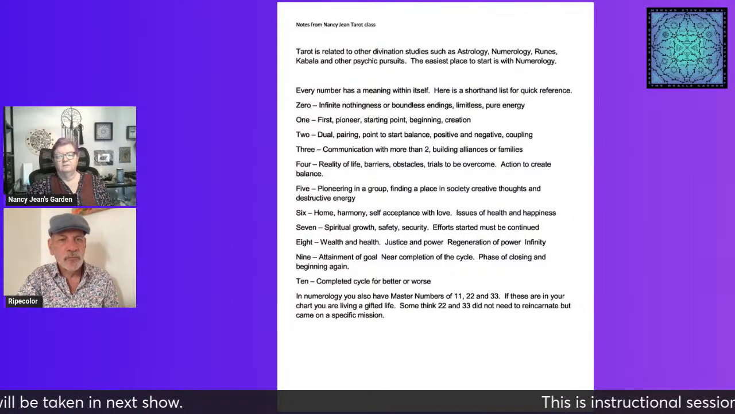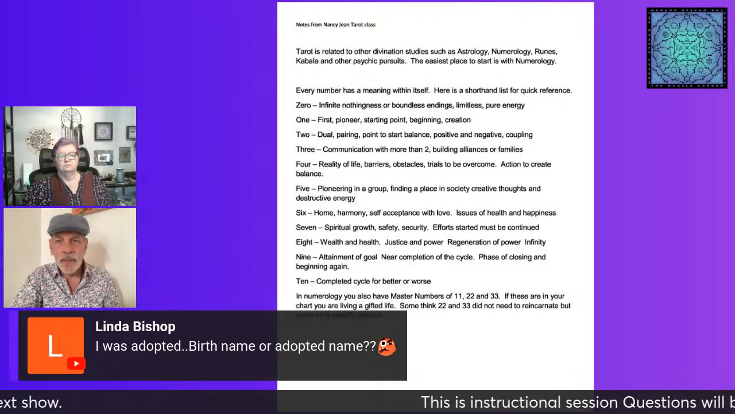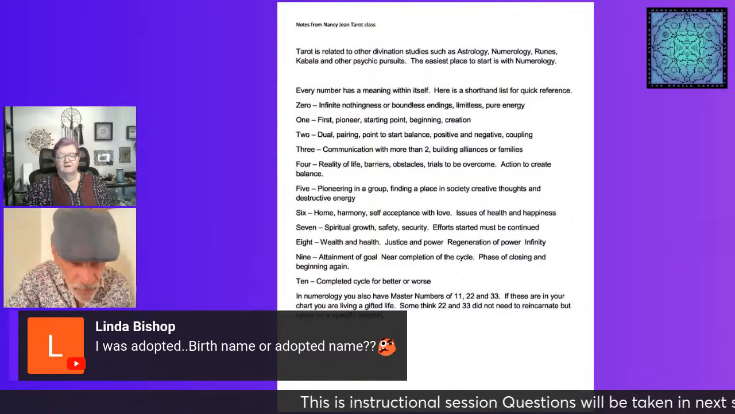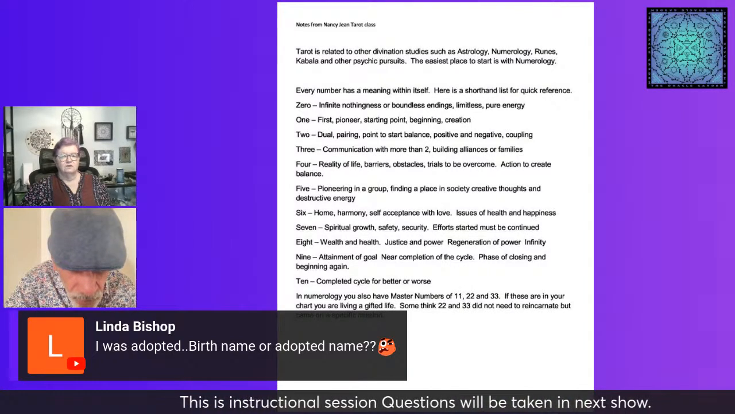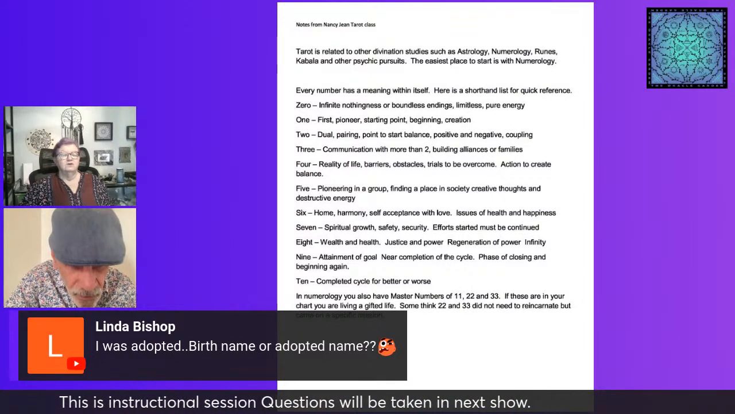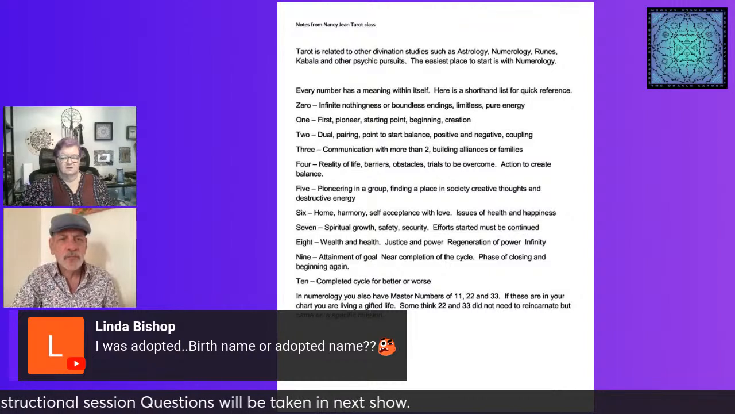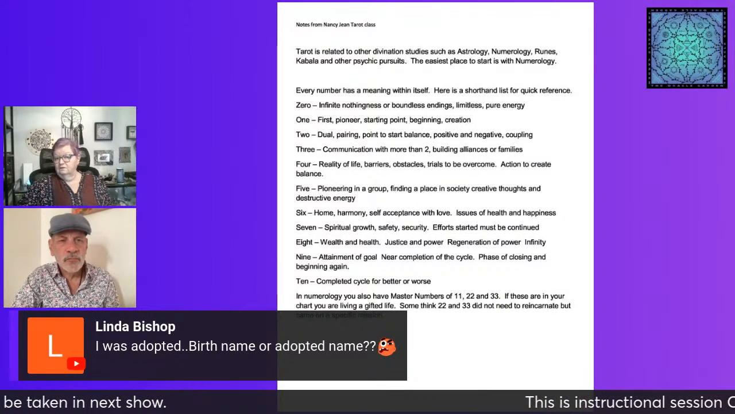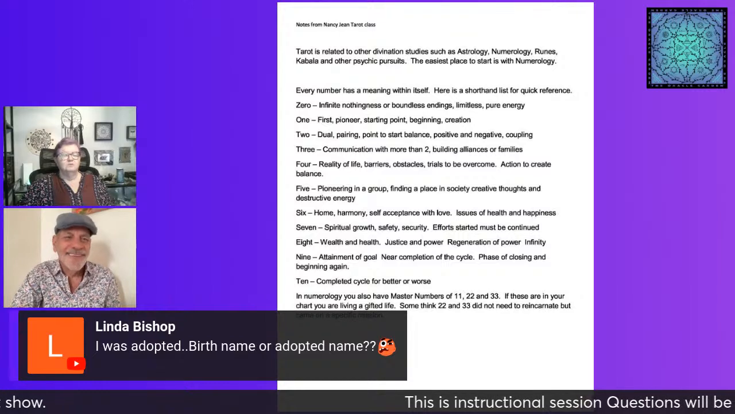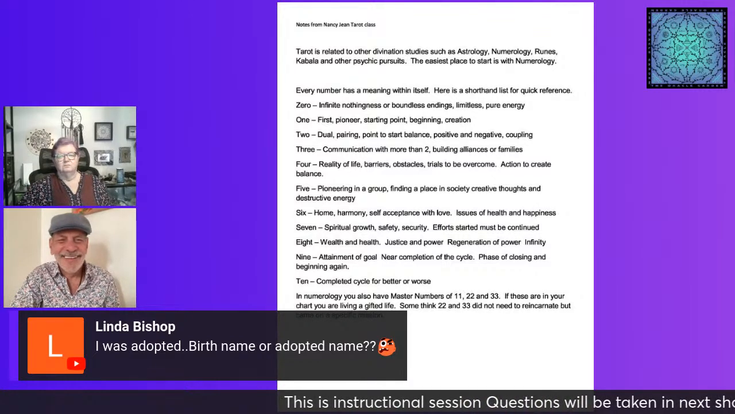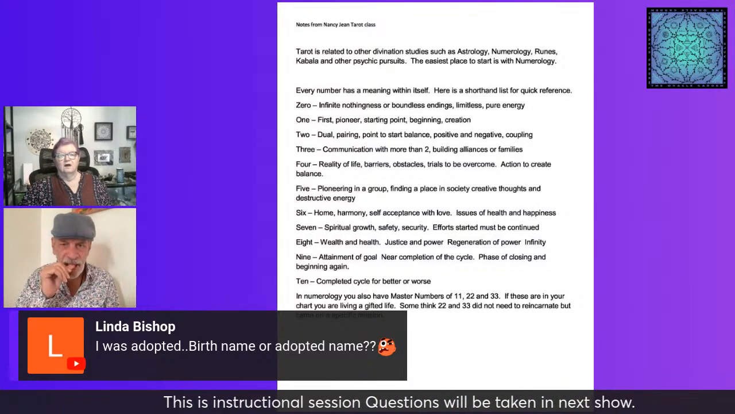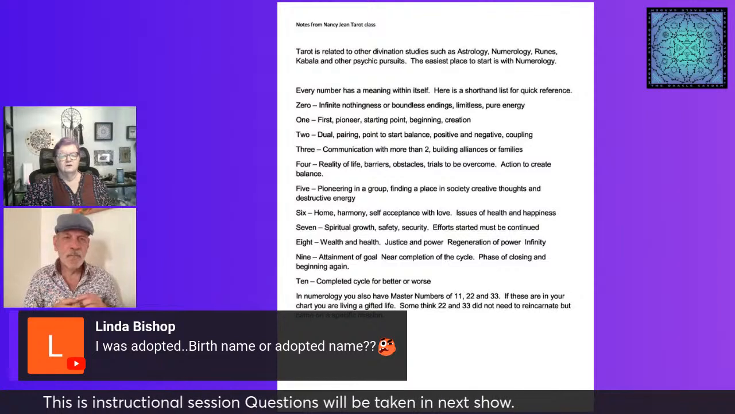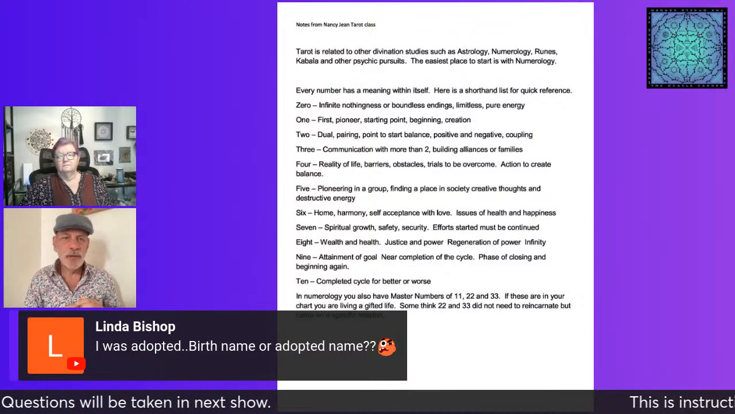Birth name, Linda Bishop, show. Birth name, because that's the name you chose to come in with. Even though now you can do both of them, because the name you were given as you're adopted, since I assume you're an adult, once that name was put in place on you, you had 12 years to assimilate it and make it your own. So it's the name on your birth certificate, Linda.